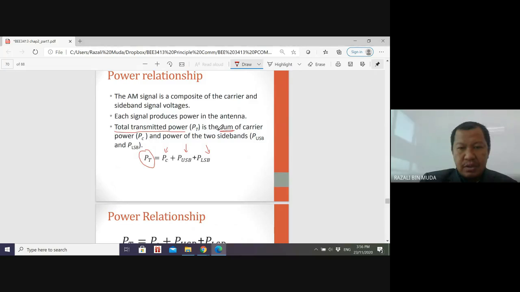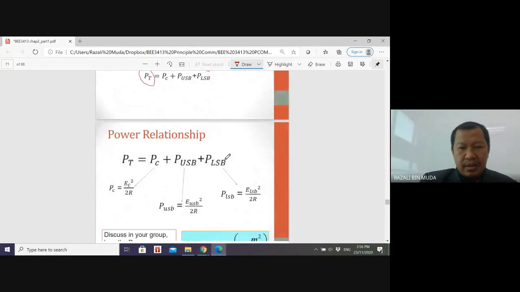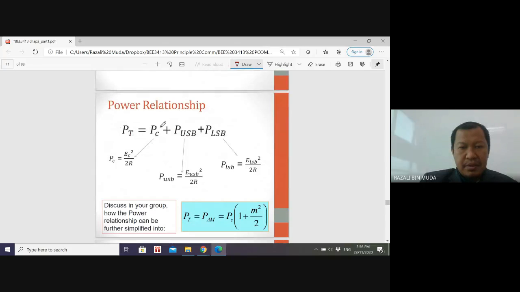Total transmitted power is the sum of carrier and sidebands of the signal. So PT equals PC plus PUSB plus PLSB. Okay, so this is the equation. PC is AC square over 2R. We have discussed this just now. PUSB is EUSB square over 2R. PLSB is ELSB square over 2R. So the total becomes the sum of these three.